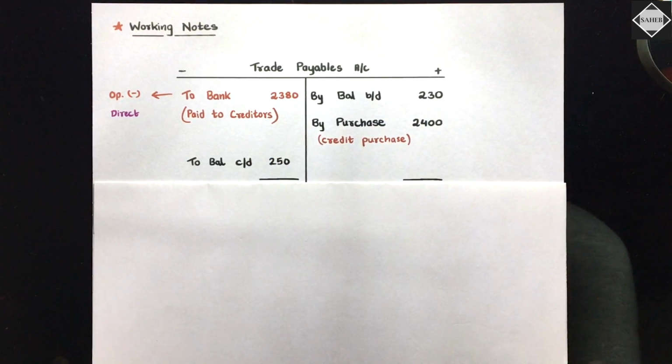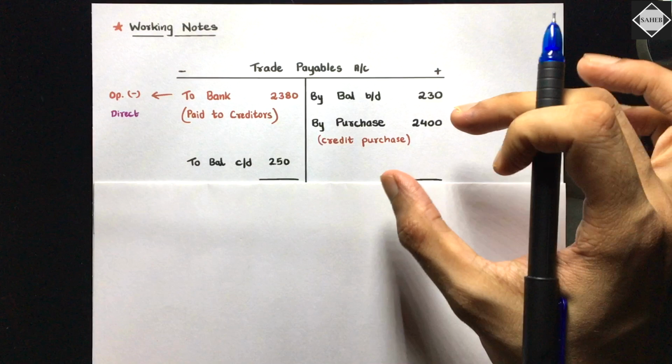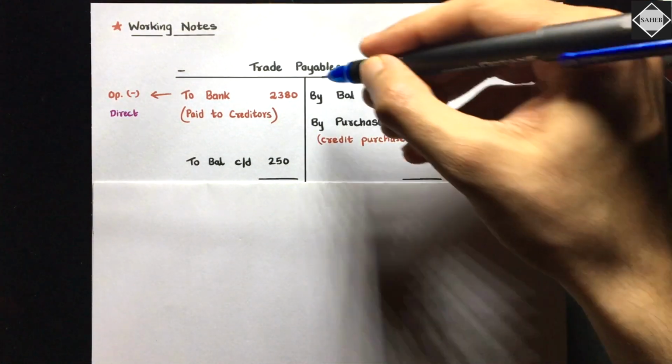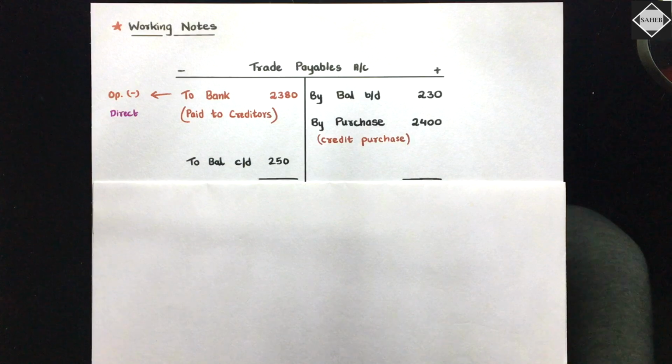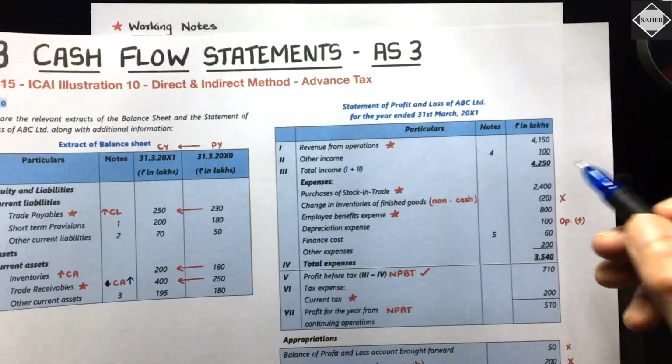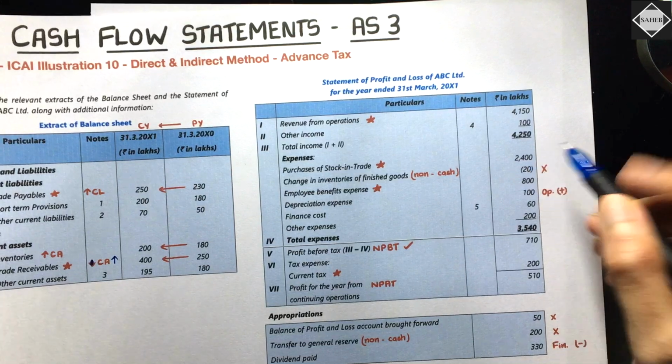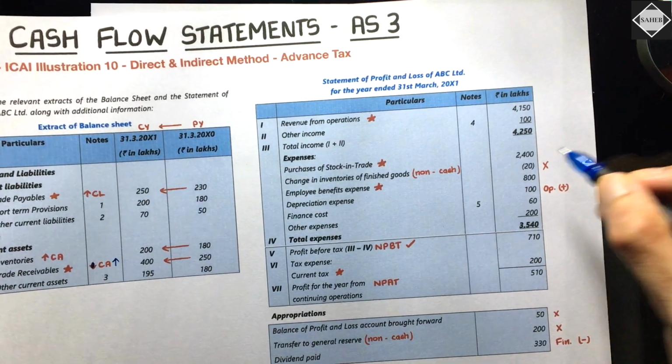Is it clear? Simple. Then what do we do? Credit purchases will come over here on the credit side. When you purchase on credit, what happens? Trade payables increase. That's the logic. How much are the credit purchases? Credit purchases are 2,400. The question didn't say that. We are making that assumption.